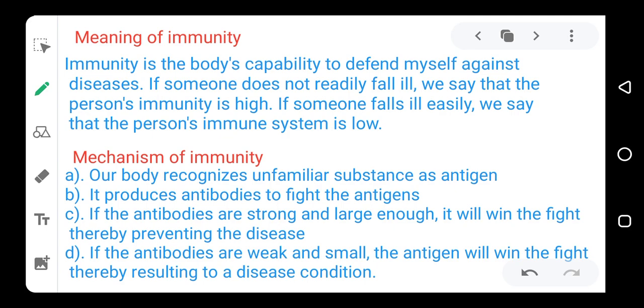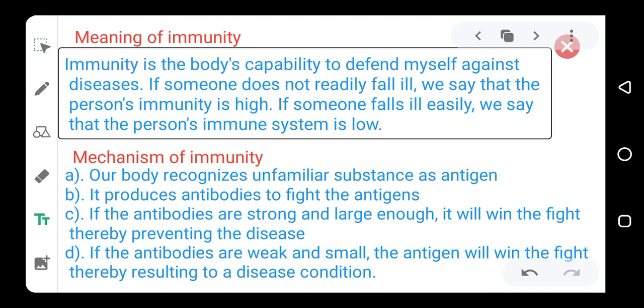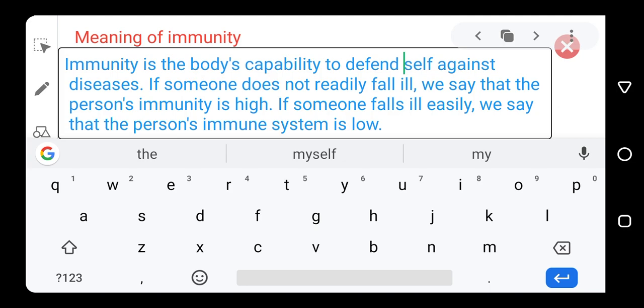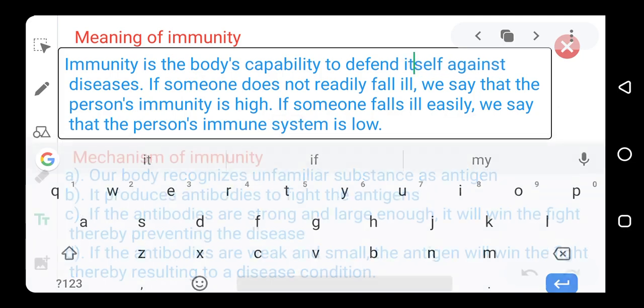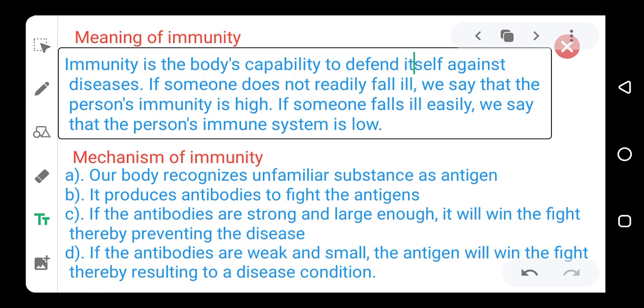Immunity, just like I have defined, is the body's capability to defend itself against diseases. And like I said, if someone often falls sick, the person's immunity is low, and if somebody doesn't fall sick easily, then it means that the person's immunity is high.